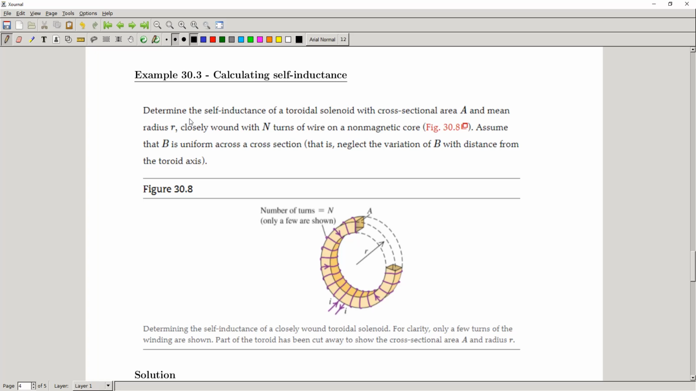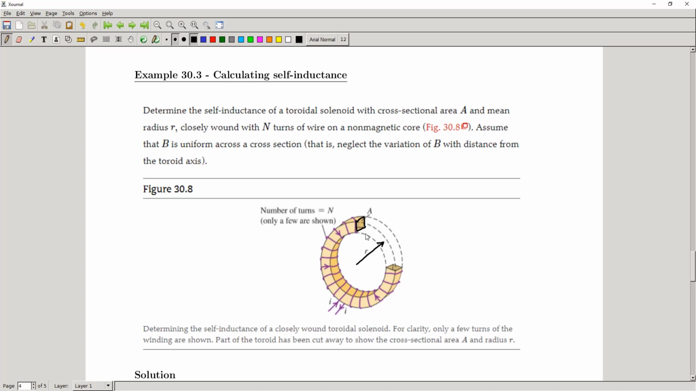So we want to determine the self-inductance of a toroidal solenoid with a cross-section A. This is the cross-sectional area here on the diagram, with a radius R. The radius is for the whole solenoid here. It is closely wound with N turns of wire and a non-magnetic core. So we have a non-magnetic core, wire tightly wound around this, N total windings, and the setup is as you see here.